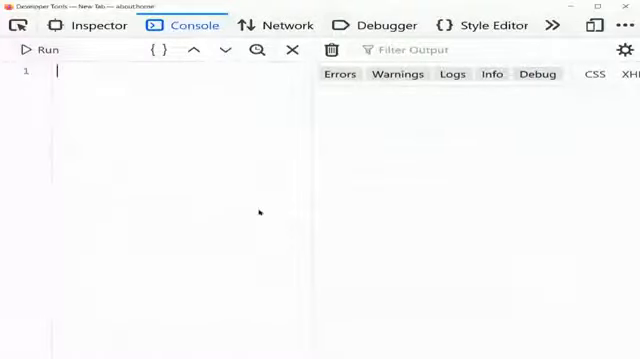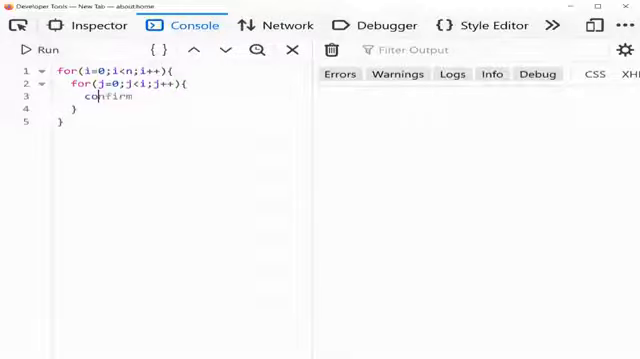Okay, like this. Suppose I have for i equals 0, i less than n, i plus plus. Then for j equals 0, j should be less than i, j plus plus. And here I'm just consoling out: console dot log, i comma j.